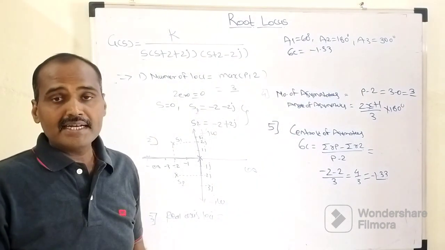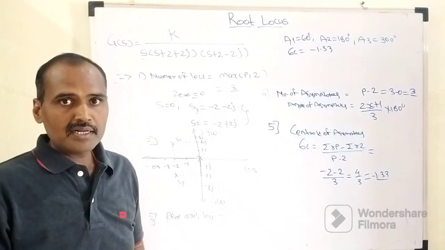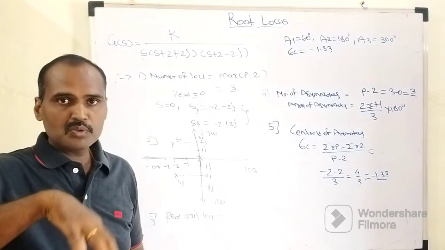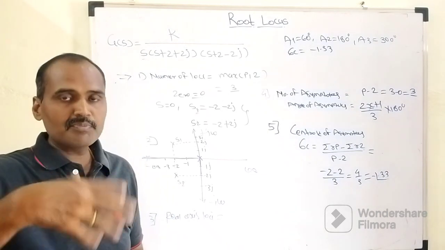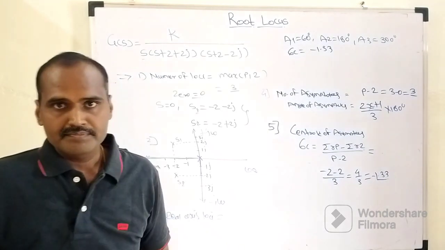Then design step number 6 is nothing but what? The intersection of these asymptotes on that real axis, meaning the breakaway point, right?